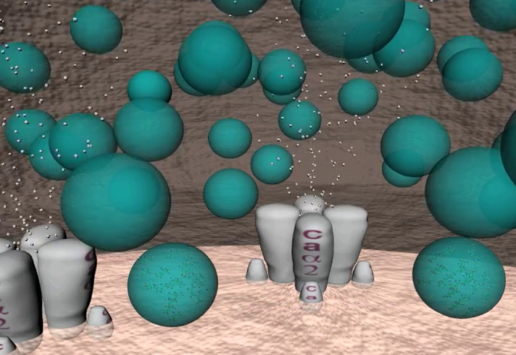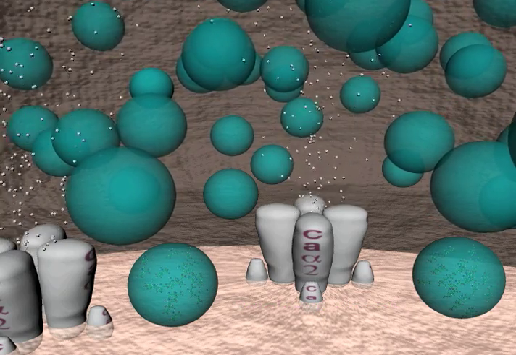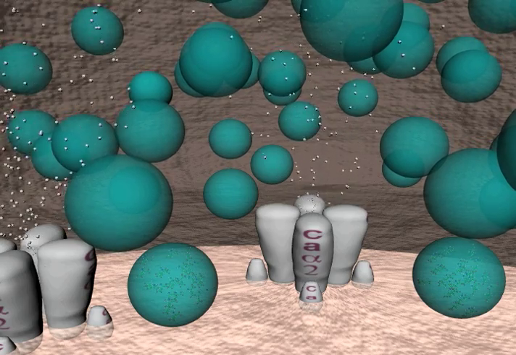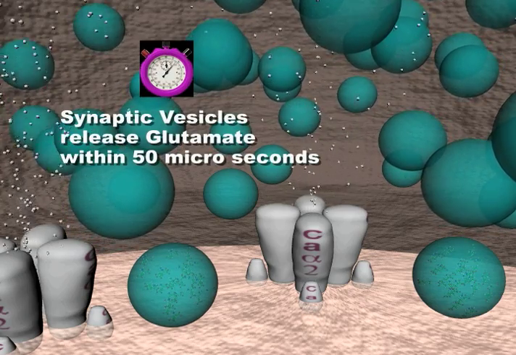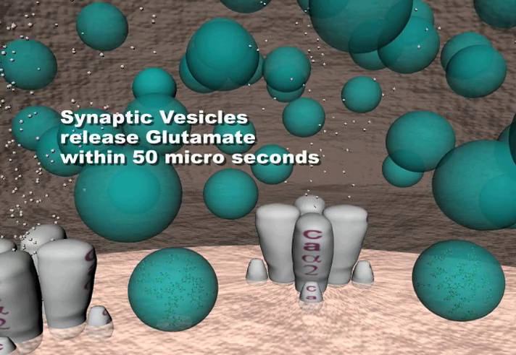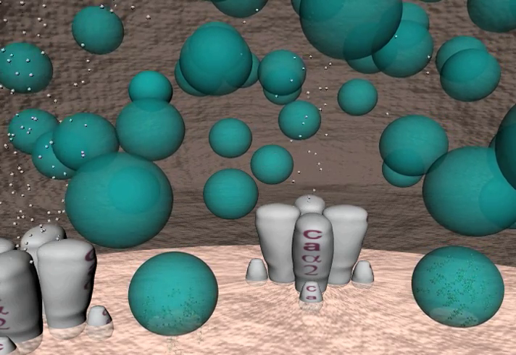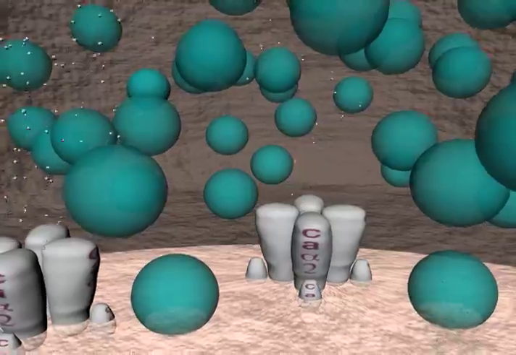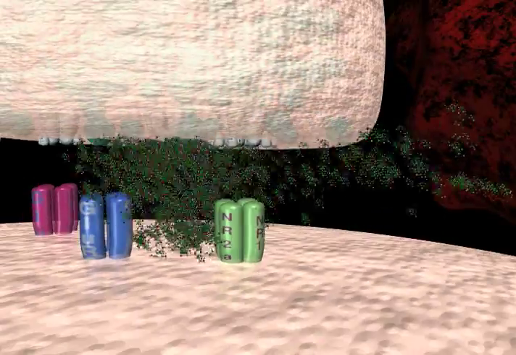Vesicles that are already docked, approximately 10, fuse 2 to 5 per second with the presynaptic membrane. Each vesicle fusion causes a release of approximately 1,200 glutamate molecules into the synaptic cleft. The volume of glutamate being released into the cleft equals 2,500 to 6,000 per second.